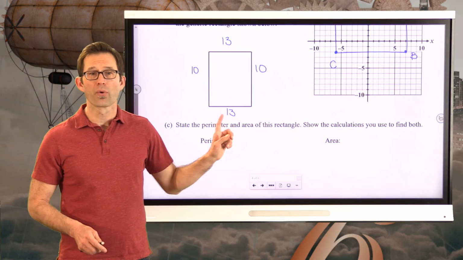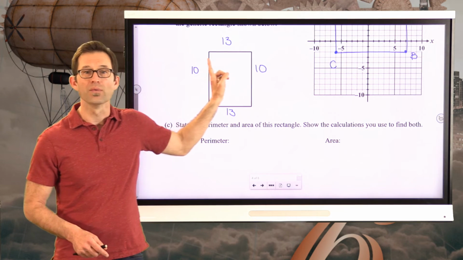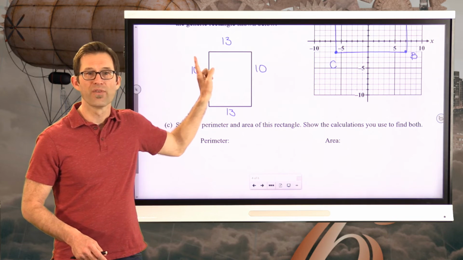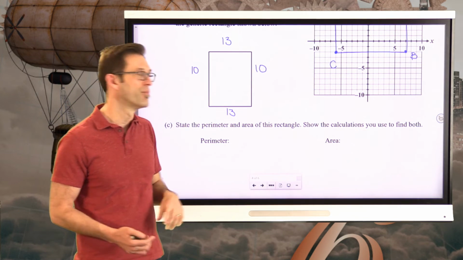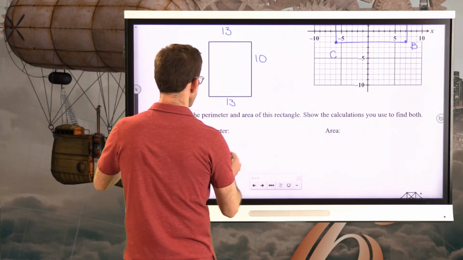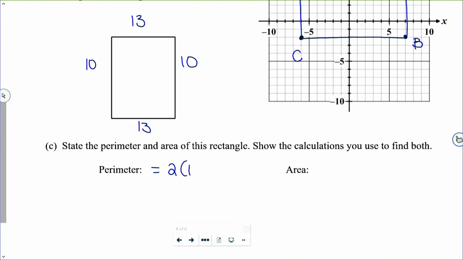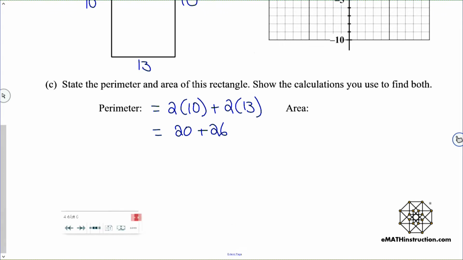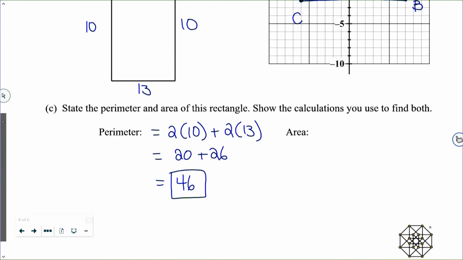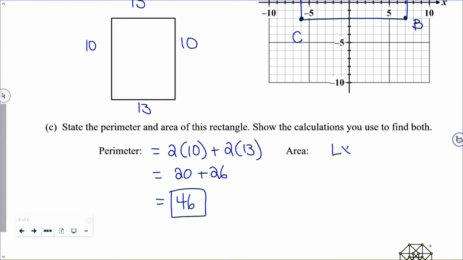All right, well, recall that perimeter is literally the length that surrounds the figure, as opposed to the space that lies inside of the figure. So the perimeter of a rectangle, at least, is always equal to 2 times one of the dimensions plus 2 times the other dimension, because there's 2 of each, obviously. So we get 20 plus 26, and that gives us 46. 46 whatever. Inches, feet, miles, we don't know. The area is just length times width, and that's simple then because it's 10 times 13, or 130.